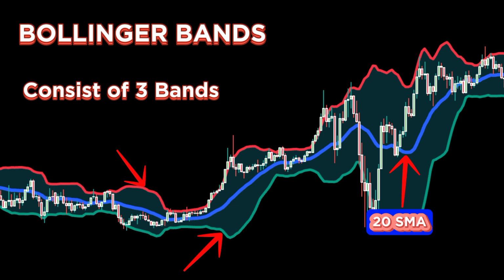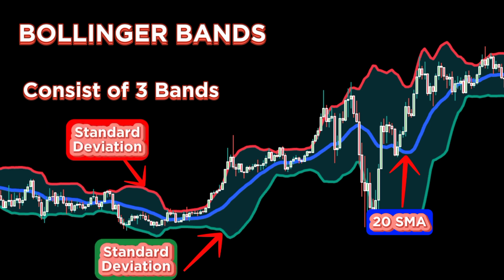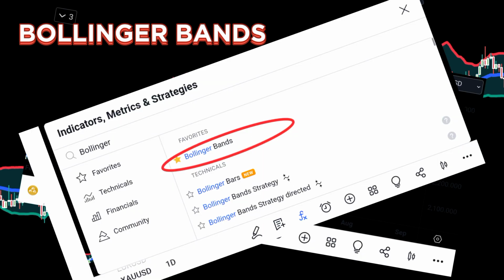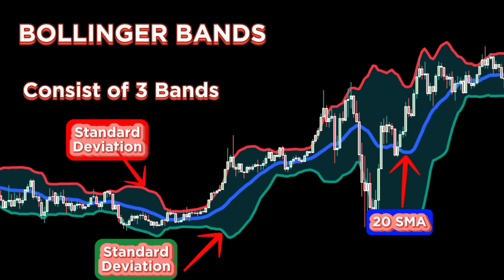We have the 20-period simple moving average in the middle, which you can see in blue color, and an upper and lower band of standard deviation, which are in green and red color respectively. In order to place them on your chart on TradingView, go to the Indicator tab and type in Bollinger Bands, and it will give you this on your chart.